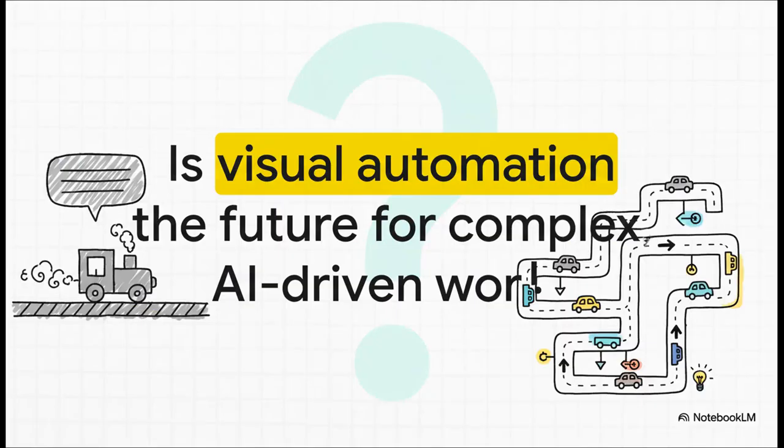So let's end on this thought. AI is getting woven into everything we do, right? And that's making our work way more complex, with way more moving parts. So in that world, is this visual flowchart way of doing automation just another option? Or is it maybe the future, the only way we're going to be able to manage all this complexity? Definitely something to chew on.